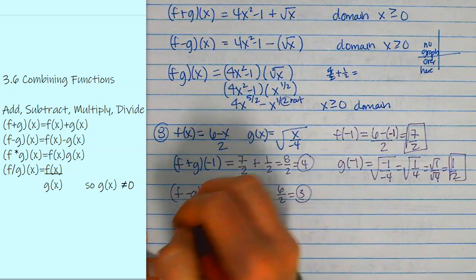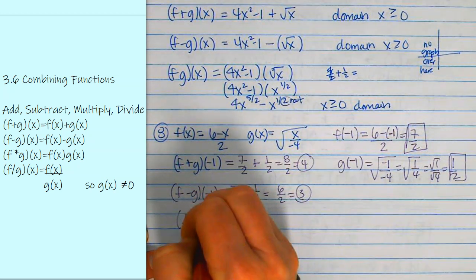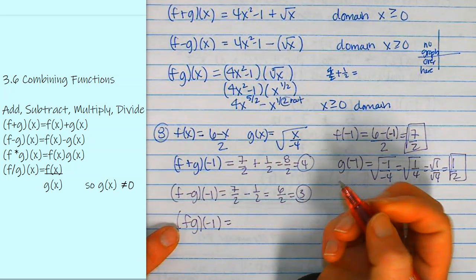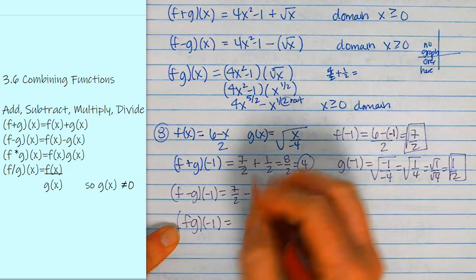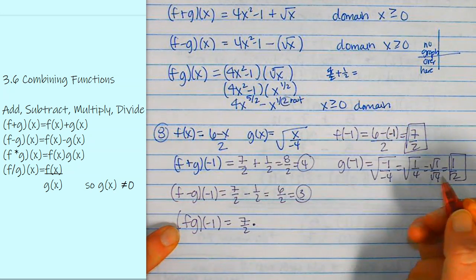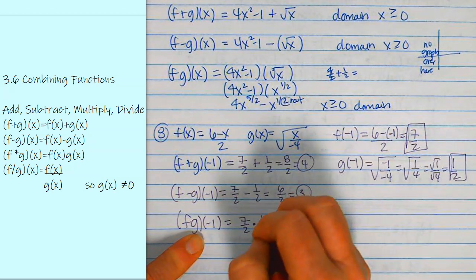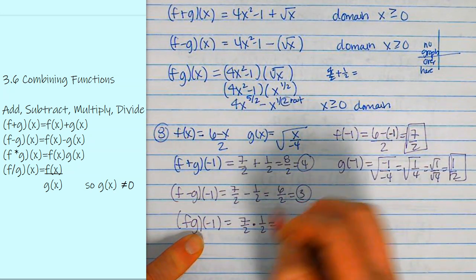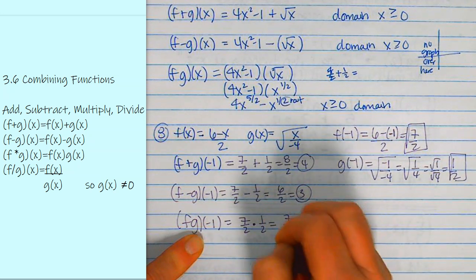Now I need to do multiplication. F times g at -1. That means f of -1, 7/2, times 1/2. 7 times 1 is 7. 2 times 2 is 4.